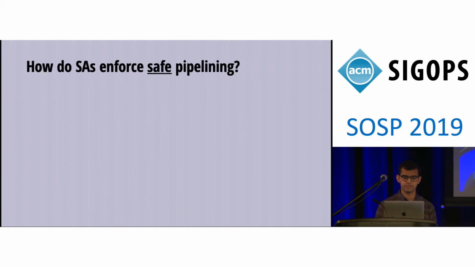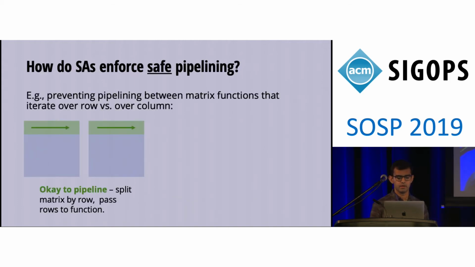So how do split annotations actually enforce safe pipelining? Let's talk about what safe pipelining means first, and we can do this with matrix functions. If you have a matrix function, we can iterate over a matrix either by row or by column. If we have two matrix functions that both iterate by row, this is OK to pipeline, because you can split the matrix up by row and pipeline those rows through each of the functions.